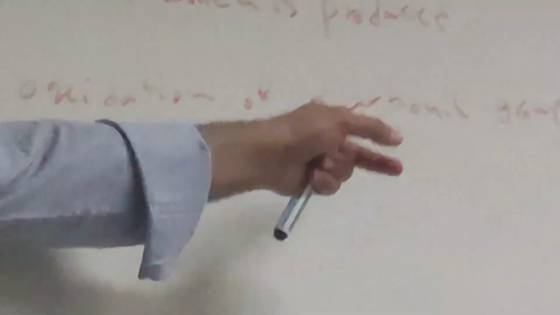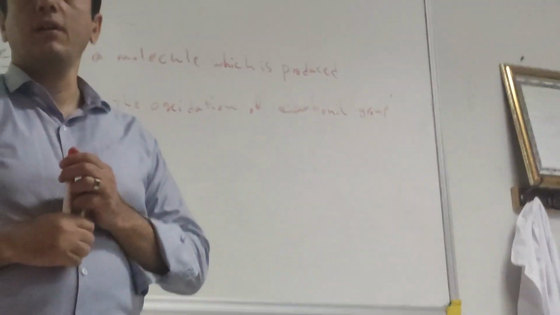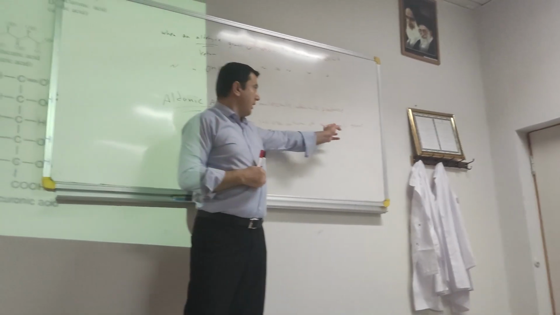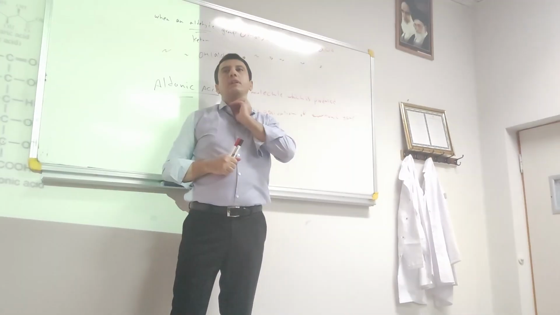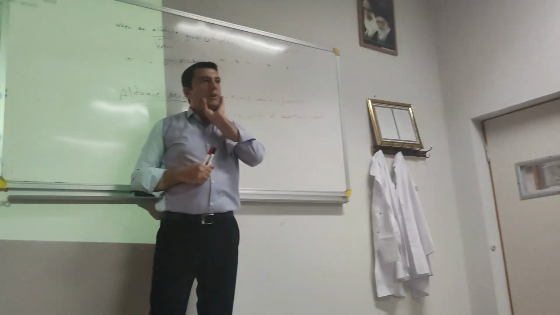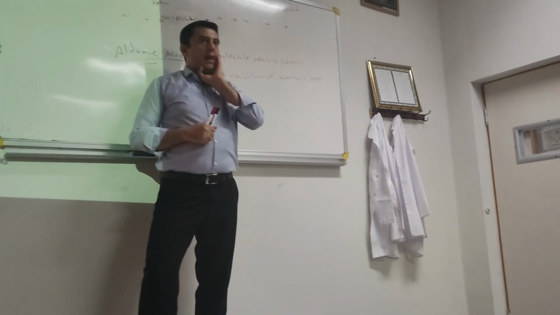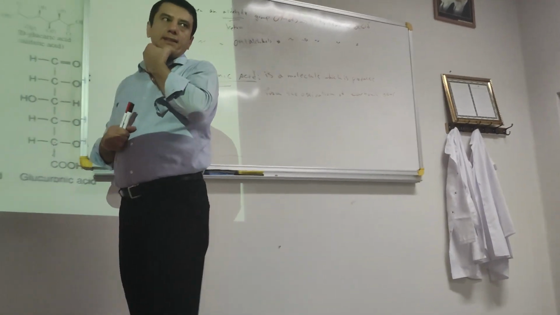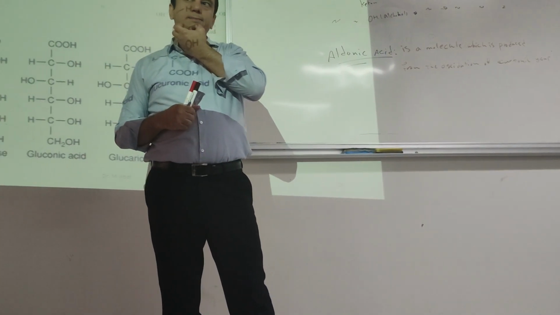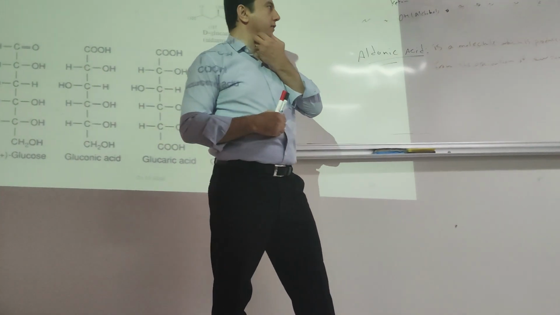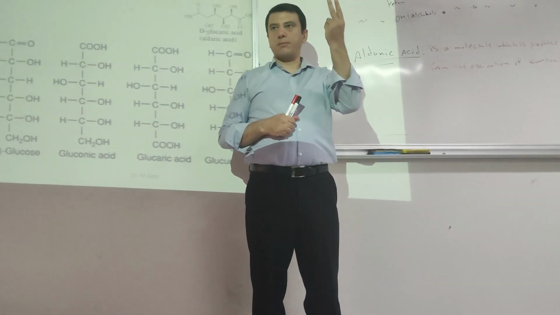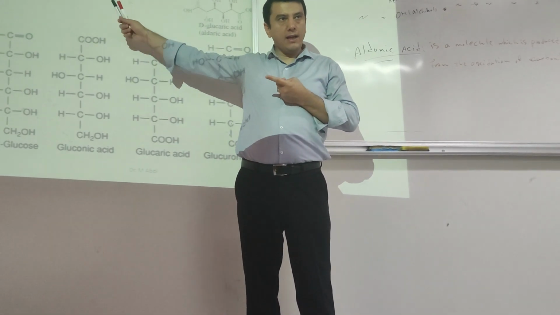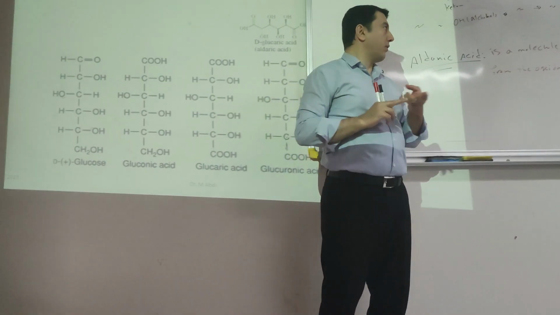What are the most important carbonyl groups in nature? How many carbonyl groups exist in nature? Very good, you have two carbonyl groups. The first one is aldehyde, and the next is ketone.